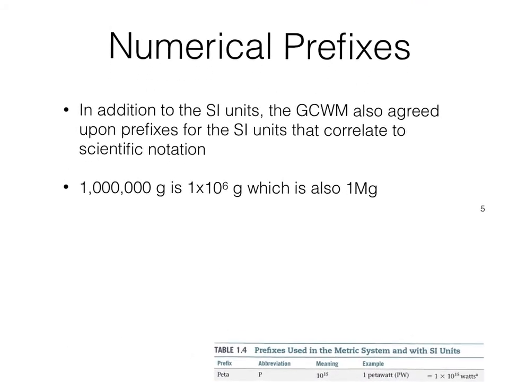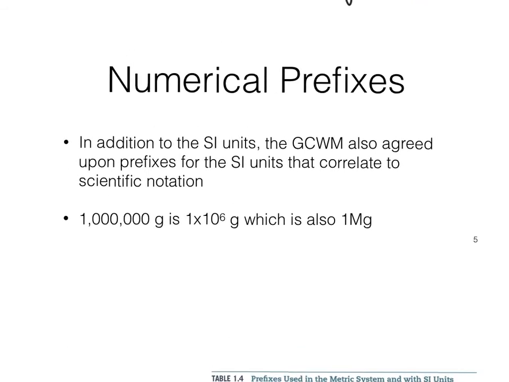So numerical prefixes. What are we talking about here? When I say that I ran 5K, we all know, or we can come up with the fact, that that's a 5-kilometer race. That means we ran 5,000 meters.